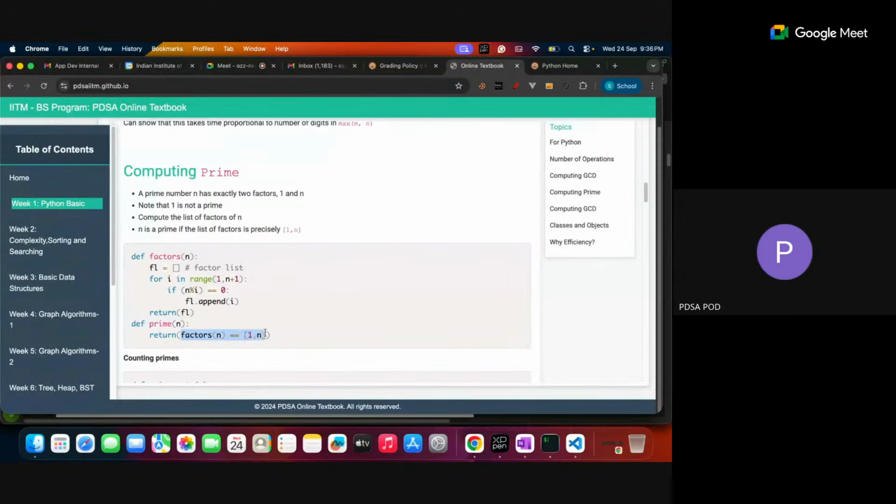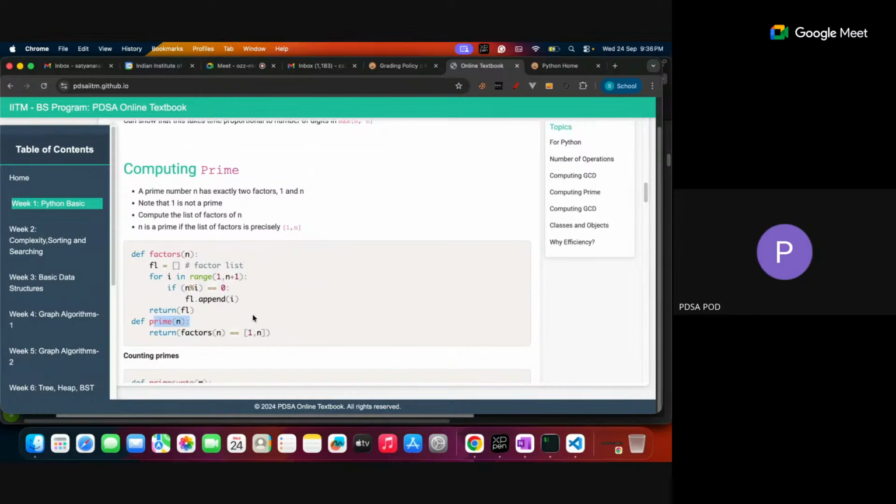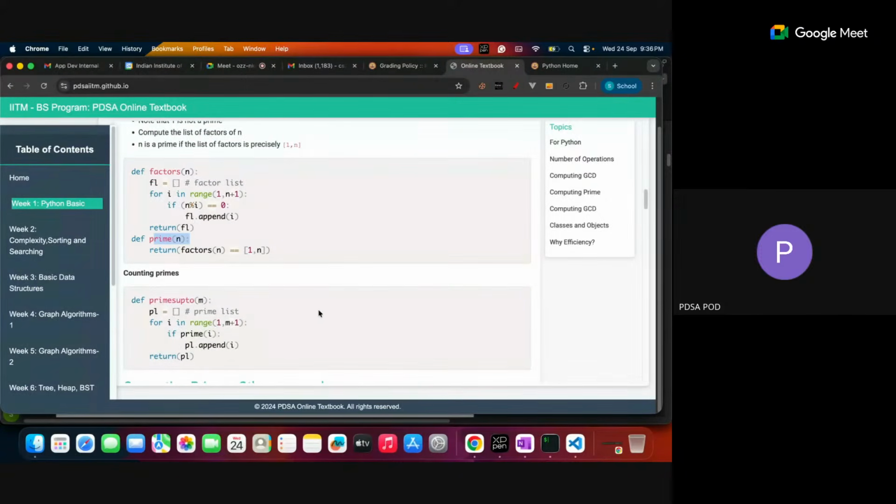This is the return true, because they are checking equality. This function returns the factors. Whatever factors it returns, if that contains 1 and n, the prime function returns true, otherwise it returns false. So these 2 functions are used together. This function is called by the prime function, and the prime function is called by this function. So you can see this one.